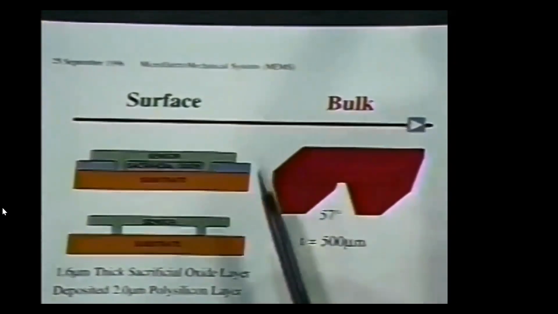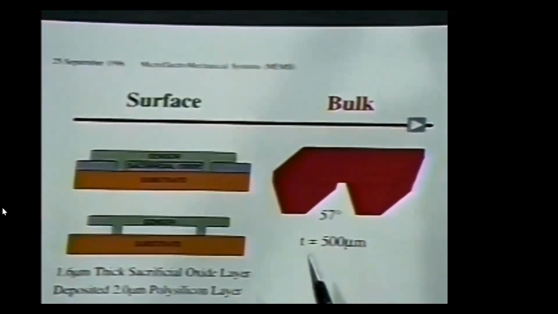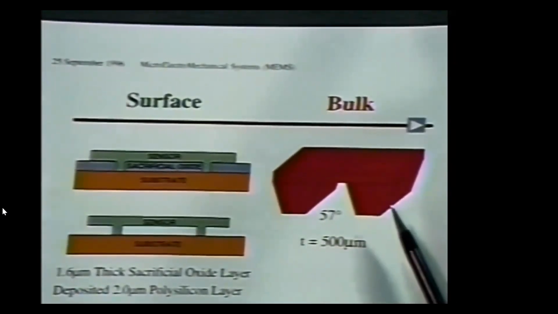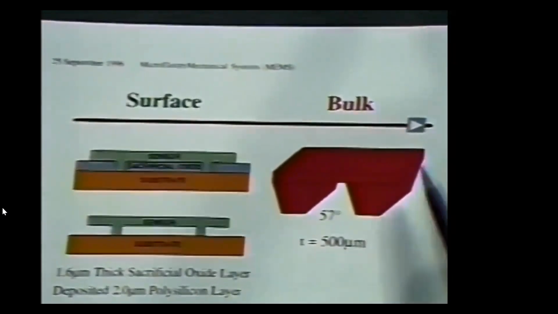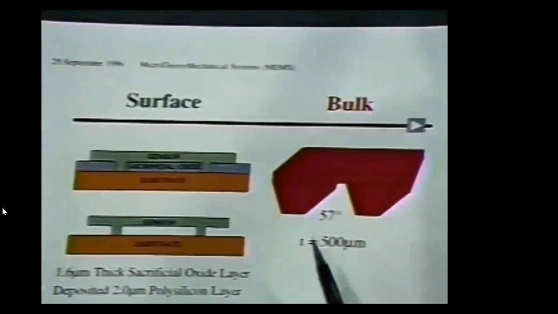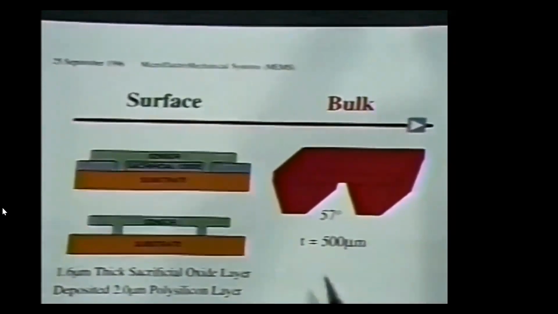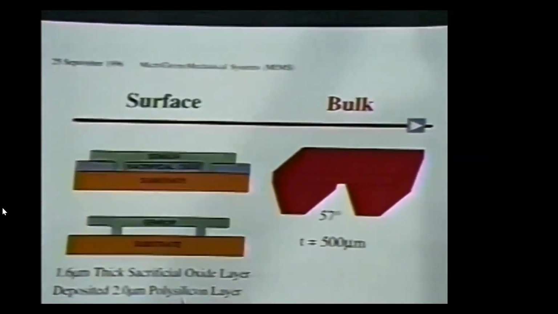In the case of bulk micromachining, one of the characteristic dimensions is the thickness of a silicon substrate, and typically 500 microns, on the order of 0.5 millimeter, is the characteristic dimension. So if you want to make small devices and you want to make integrated devices, as was our intent, the choice of surface micromachining was fairly natural.